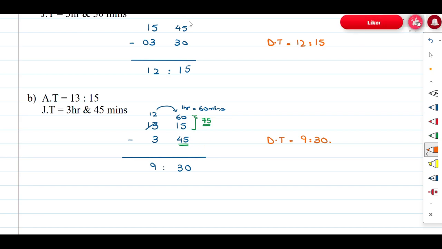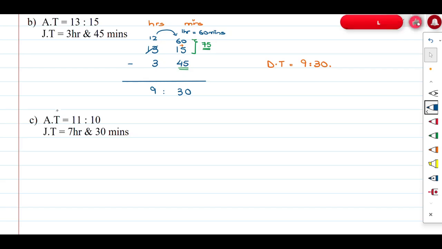For subtraction, it is very important to understand that this column is for the hours and this column is for the number of minutes. From 13 hours, if you take 1 hour, 12 hours are left over here, and you shift 1 hour to the minute side, which means we consider 60 minutes, and to these 60 minutes we add the 15 minutes. So 60 plus 15 is 75. From 75 you have to subtract 45.